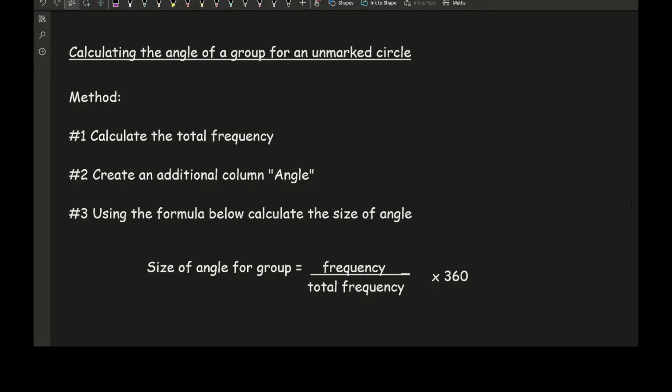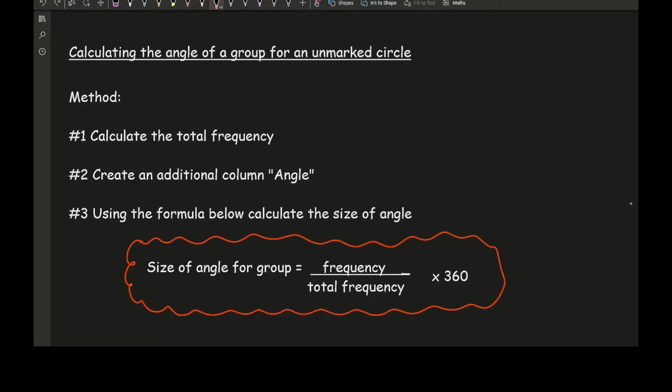Then we've got to add an additional column. So where we added a section column, now we're going to have an angle column. And then to work out the size of the angle for each particular group, I need to use this formula. This is the formula we're going to be using to work out the angle.